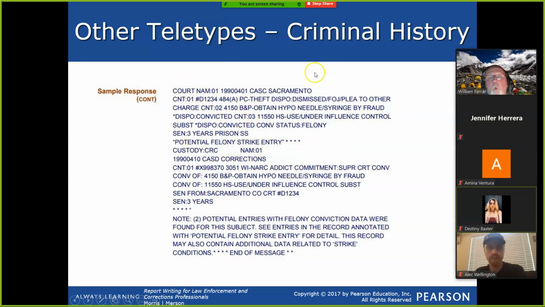It might even show the court. It would show that they were sentenced, okay, and a potential felony strike. And then here's the counts. So a lot of data is in here.